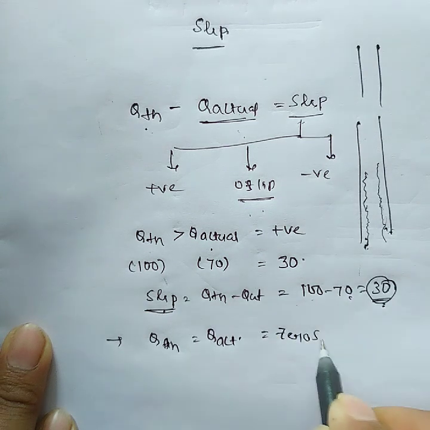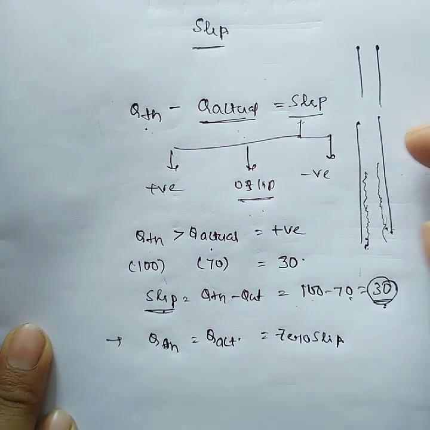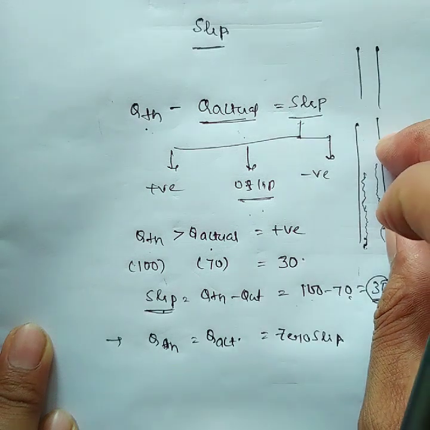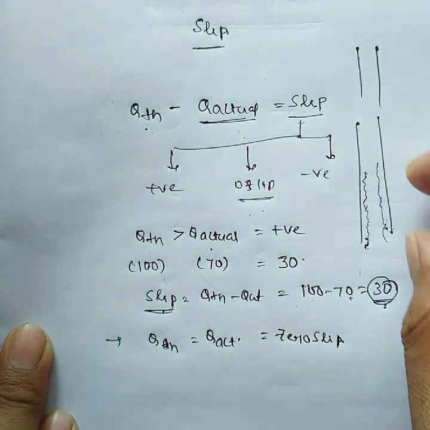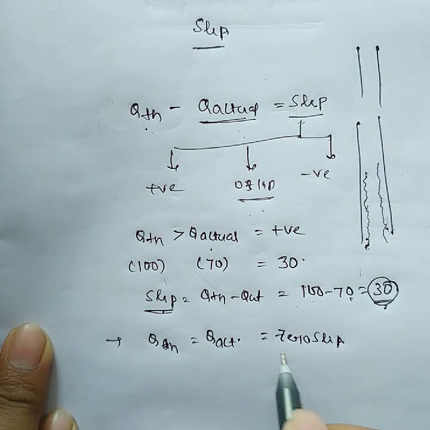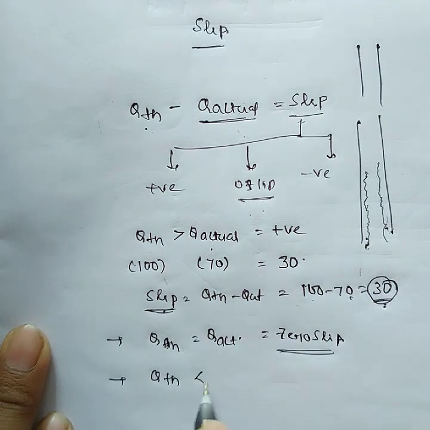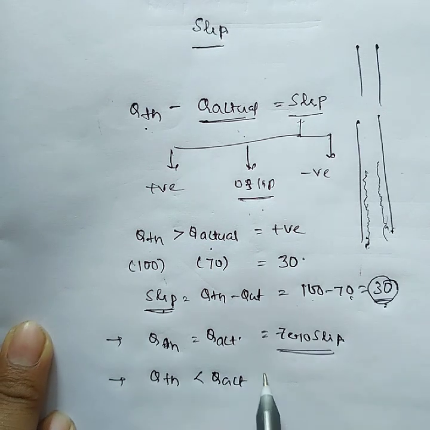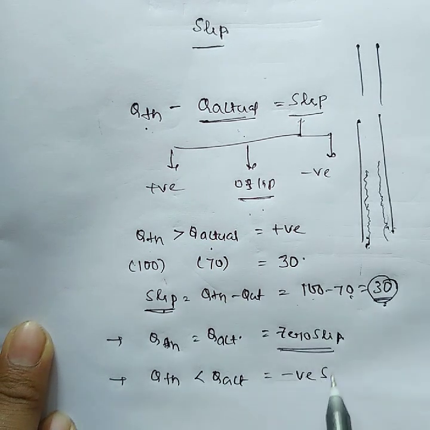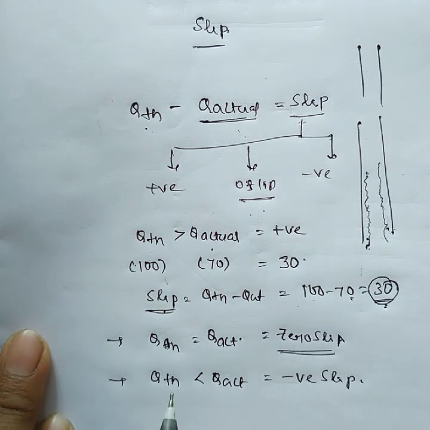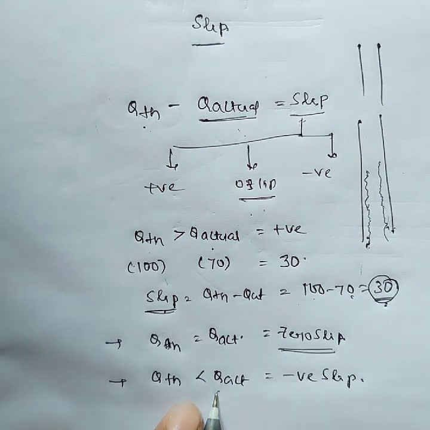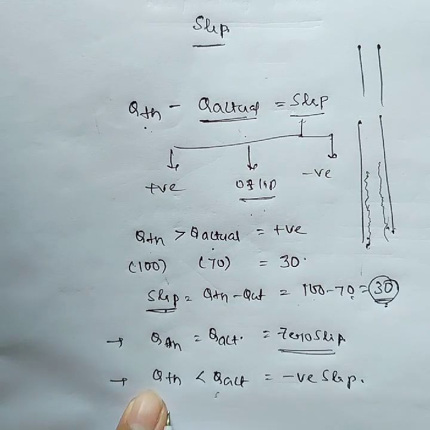Why does zero slip come? If the suction head is equal to the delivery head, in some cases zero slip is possible. And in some cases Q theoretical may be less than Q actual. When this occurs, it is known as negative slip. When negative slip occurs, Q actual will be more compared to Q theoretical.